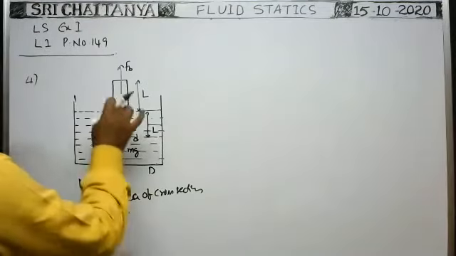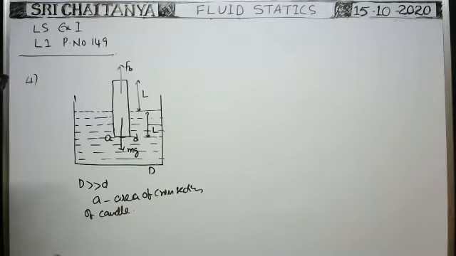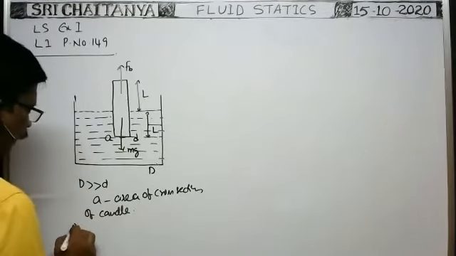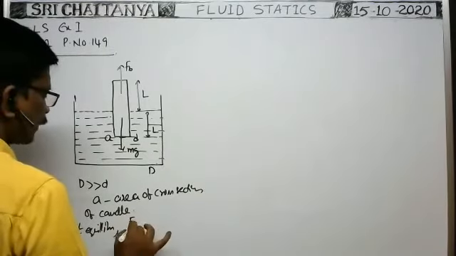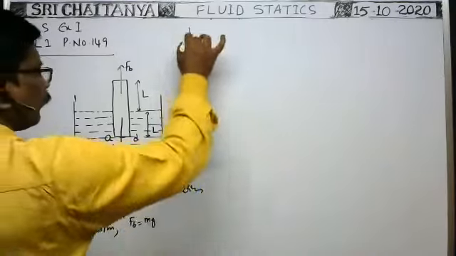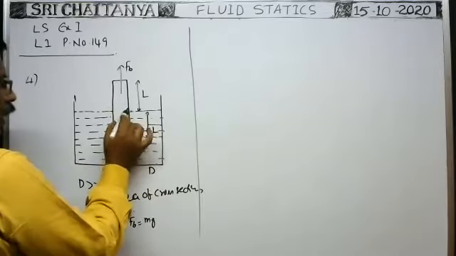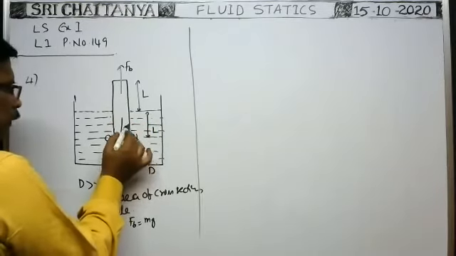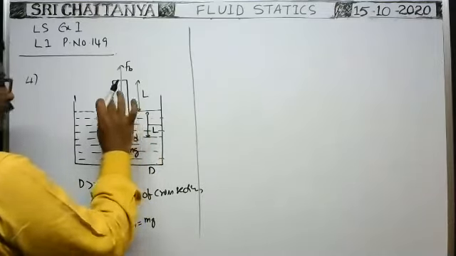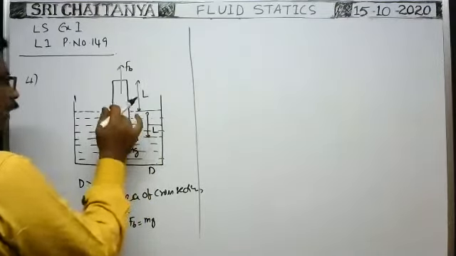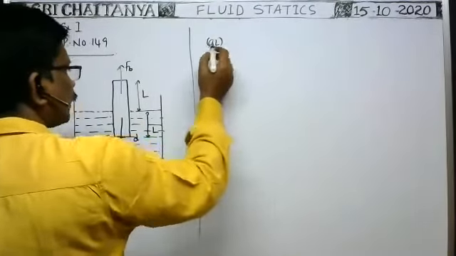Now you see, as it is floating, according to Archimedes principle, under equilibrium, the buoyant force acting on the candle is equal to the weight of the candle. Buoyant force means the weight of the liquid displaced by the candle. As half of the length of the candle is submerged in the liquid, half of the volume of the candle is submerged. Area of cross section times length gives the volume of the candle submerged in the liquid.